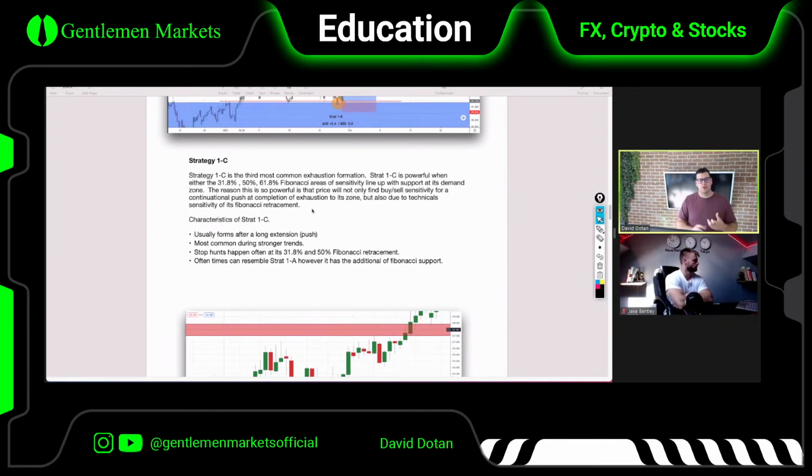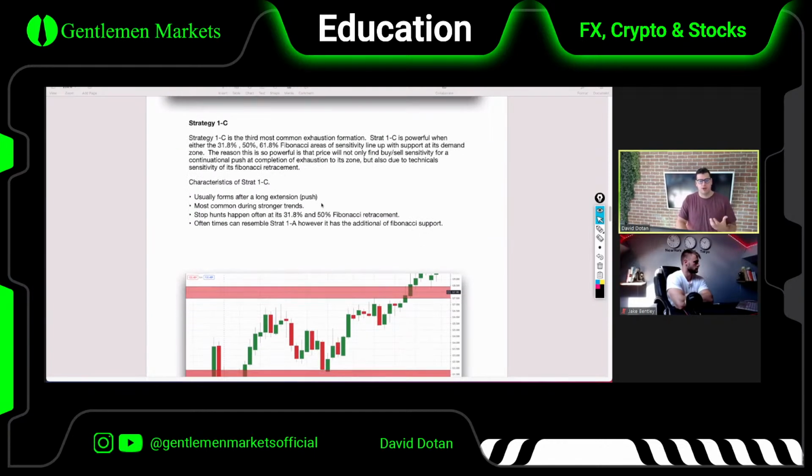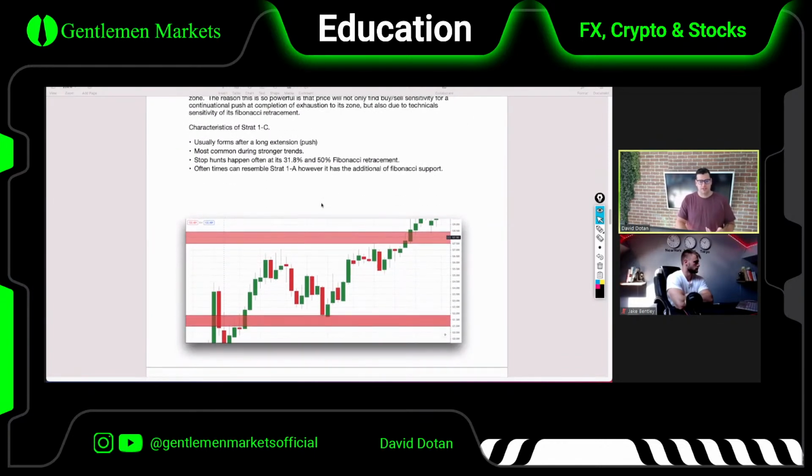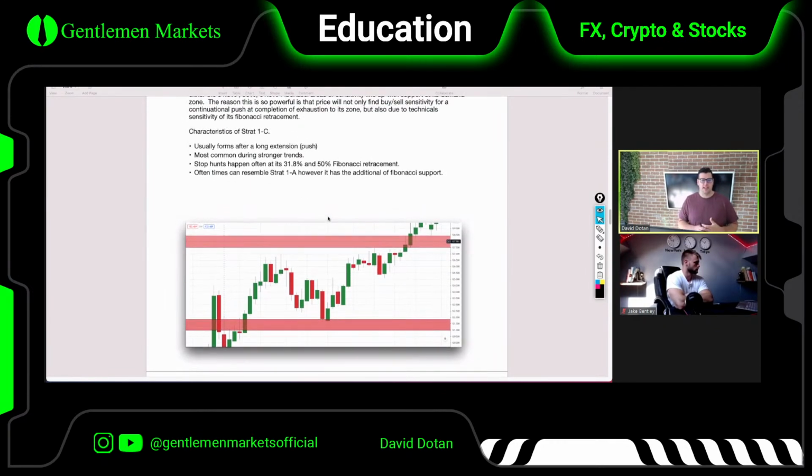The reason this is so powerful is because price will not only find buy-sell sensitivity for a continuational push at completion of exhaustion to its zone, but also due to the technical sensitivity of its Fibonacci retracement. So let's go to the characteristics of Strat 1C. It usually forms after a long extension or push, and this is true for all our systems.